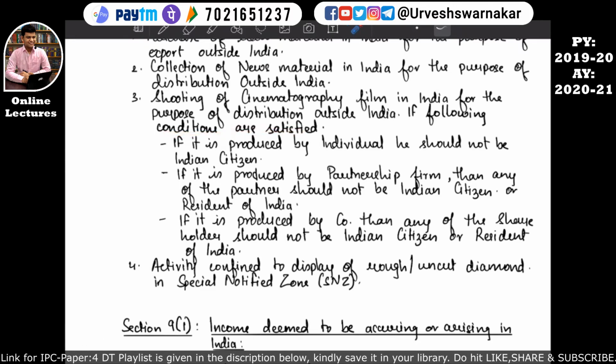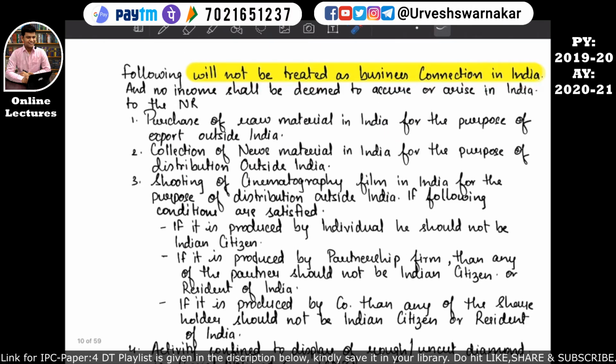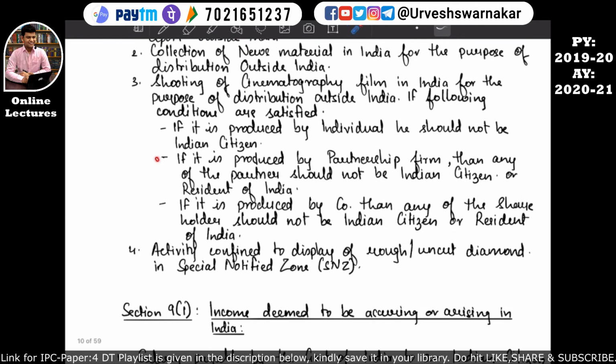Okay, the first condition says that if it is produced by an individual, he should not be an Indian citizen, then only it will not be treated as a business connection in India and no such income shall be deemed to be accruing or arising in India to the non-resident. I hope this is quite clear. Let's move on to next point.